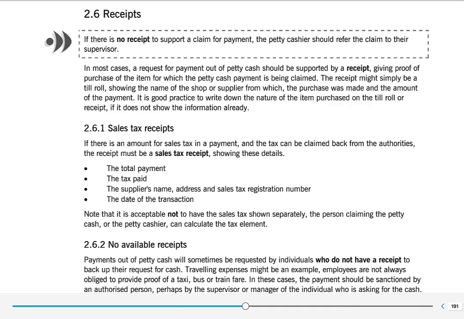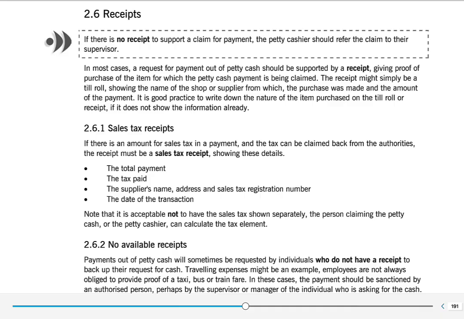Why sales tax receipts are important? Let me explain the reason in a simple way. When a business buys something for work, the cost is an expense, but the sales tax may not always be a real final cost. If the business is registered for sales tax, it can often claim the tax back. So accountants need to separate the payment into two parts. Part 1 is the expense itself. Part 2 is the sales tax, but we can only separate it if the receipt clearly shows the tax information. That is why sales tax receipts are important.